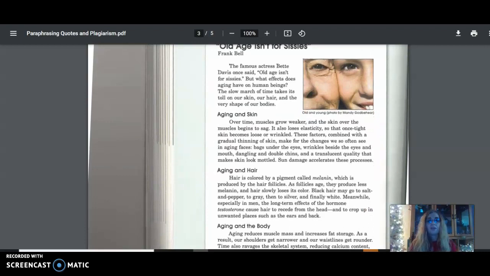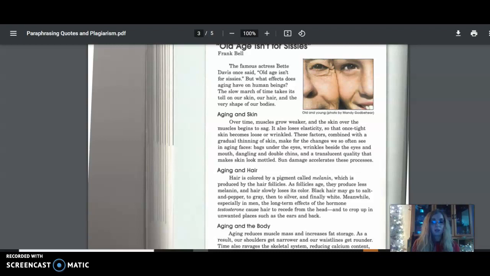Bell. The famous actress Betty Davis once said, "Old age isn't for sissies." But what effects does aging have on human beings? The slow march of time takes its toll on our skin, our hair, and the very shape of our bodies. Aging and skin. Over time, muscles grow weaker and the skin over the muscles begins to sag. It also loses elasticity, so that once tight skin becomes loose or wrinkled. These factors, combined with a gradual thinning of skin, make for the changes we often see in aging faces.